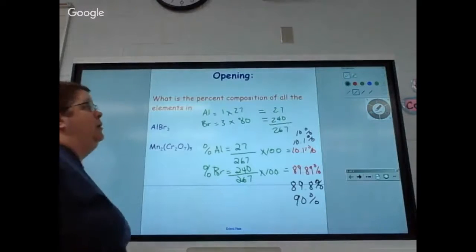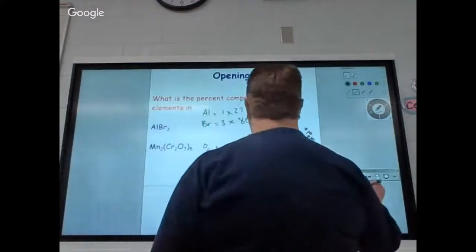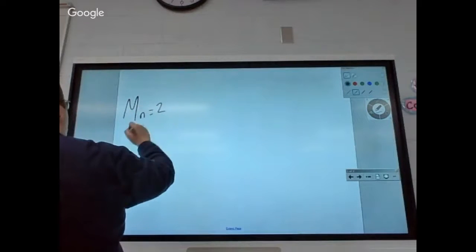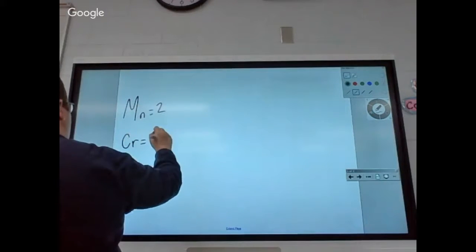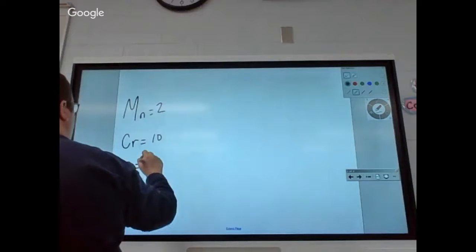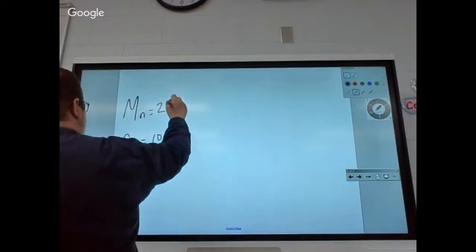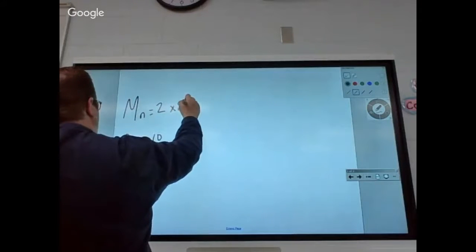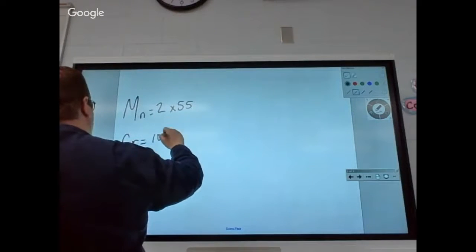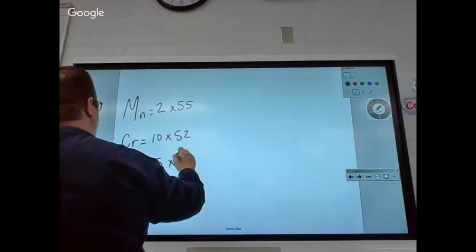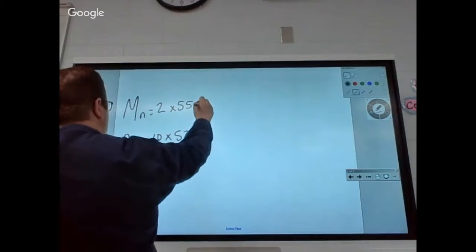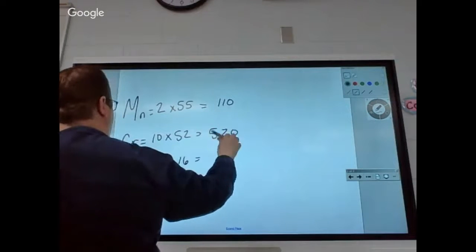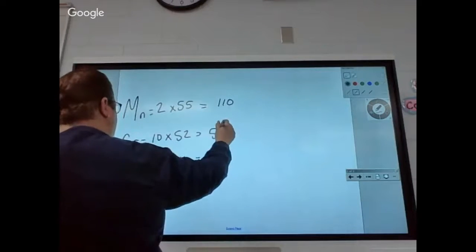So, for the last one, how many Mns do we have? How many Crs do we have? And how many O's do I have? 35? All right, the mass of manganese is? 55. And chromium? And oxygen? What's that, 110? 520? 560? No, it's 560. Thank you.